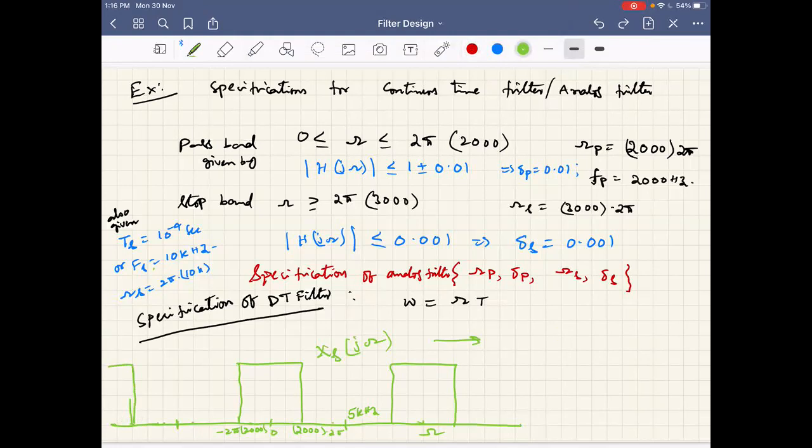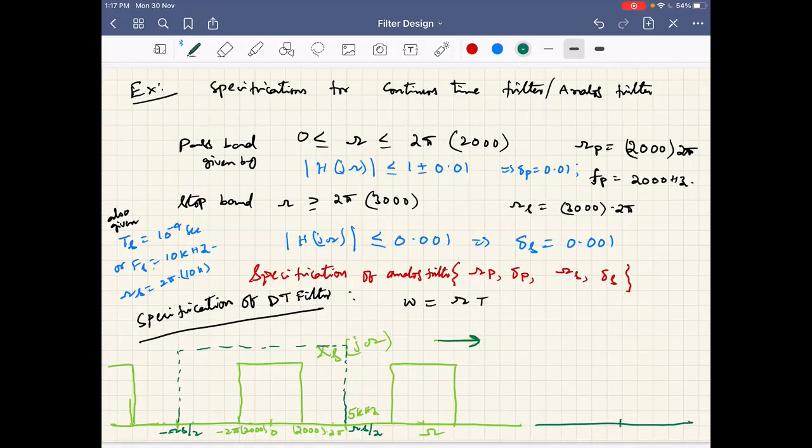After sampling, the region I should consider is only from minus omega_s by 2 to omega_s by 2, right? So I take the region of only one period in the X of e power j omega, because this itself is self-contained. So this is minus omega_s by 2 to omega_s by 2. When we normalize with respect to this, omega equal to capital omega times T, we get the discrete time domain. Now let me sketch the discrete time spectrum.